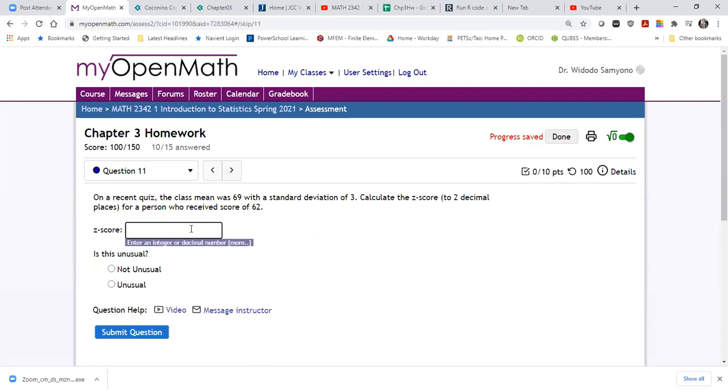And for this one, yeah, for this one you need to put it in Excel. Okay. So the mean is 69, the standard deviation is 3, and the score is 62, right? So you subtract 62 minus 69, divided by 3.